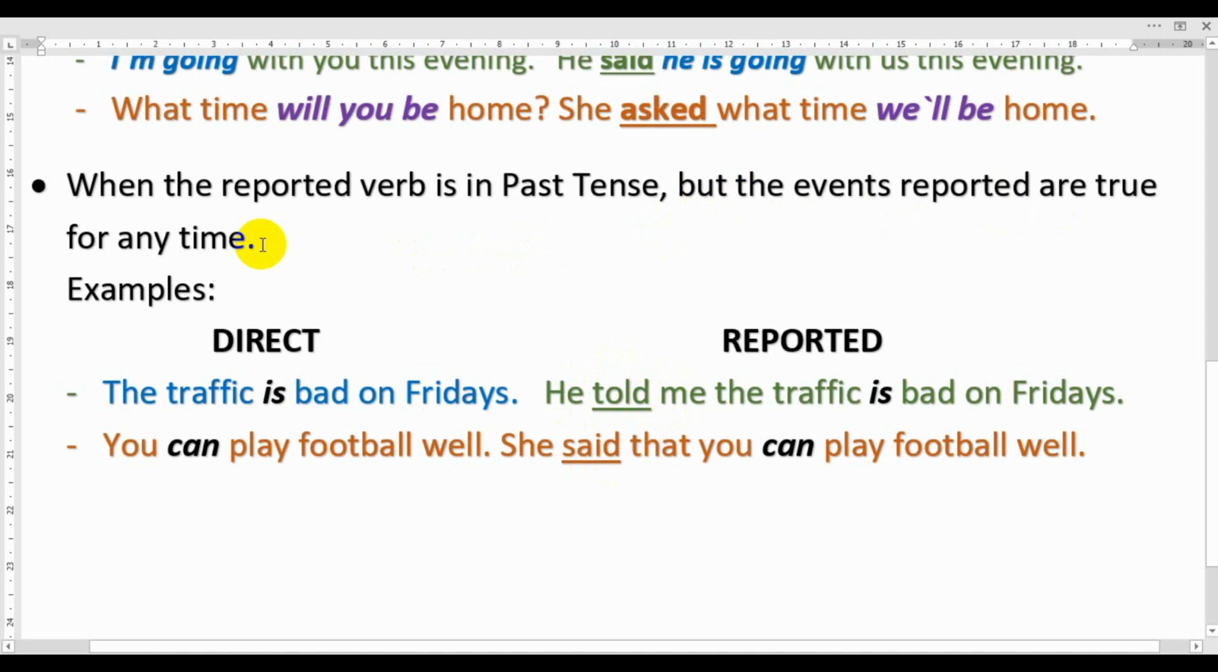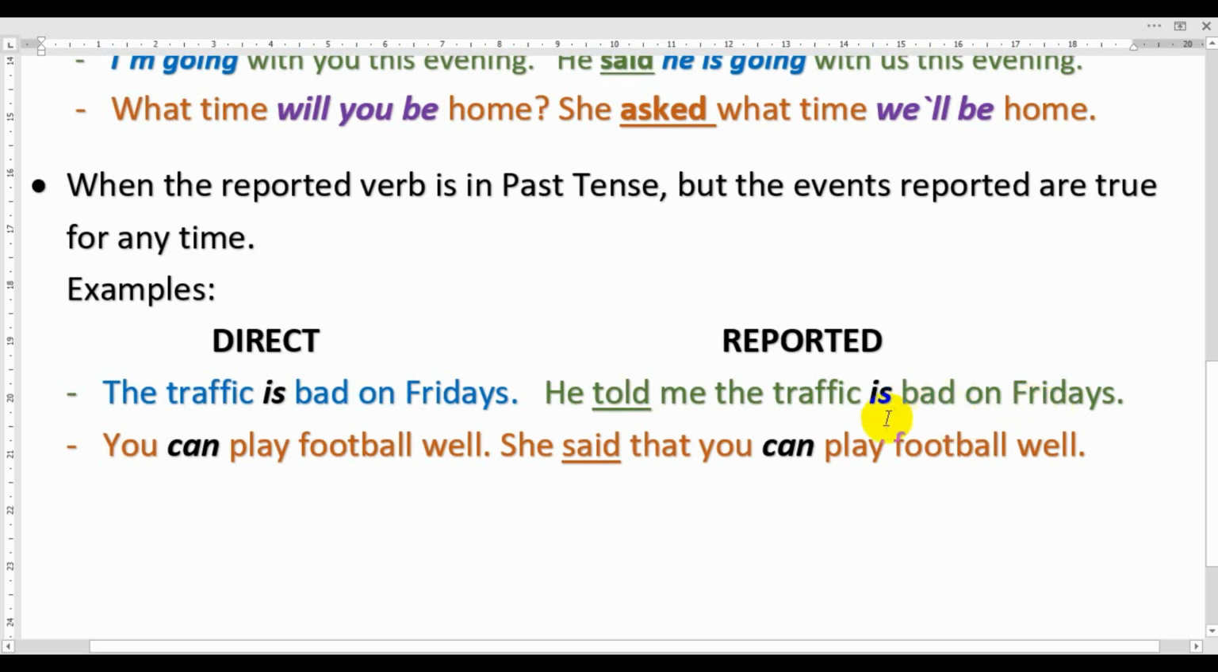Let's see this example. Direct speech. The traffic is bad on Fridays. And in reported speech is, he told me the traffic is bad on Fridays. El tráfico es malo los viernes. Cuando vamos a reportar eso, miren, el reporting verb está en pasado. Él me dijo que el tráfico es malo los viernes.